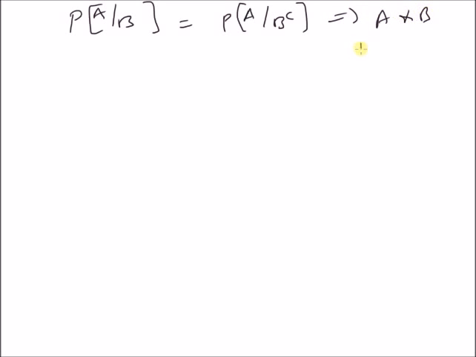Hello, welcome. In this short video, let us explore the relation between the independence of events and the probabilities conditioned on complementary events. That is, we want to prove that when the probability of an event A conditioned on event B is equal to the probability of A conditioned on its complement, that is B complement, then A and B are independent. That is, this should imply that A and B are independent.